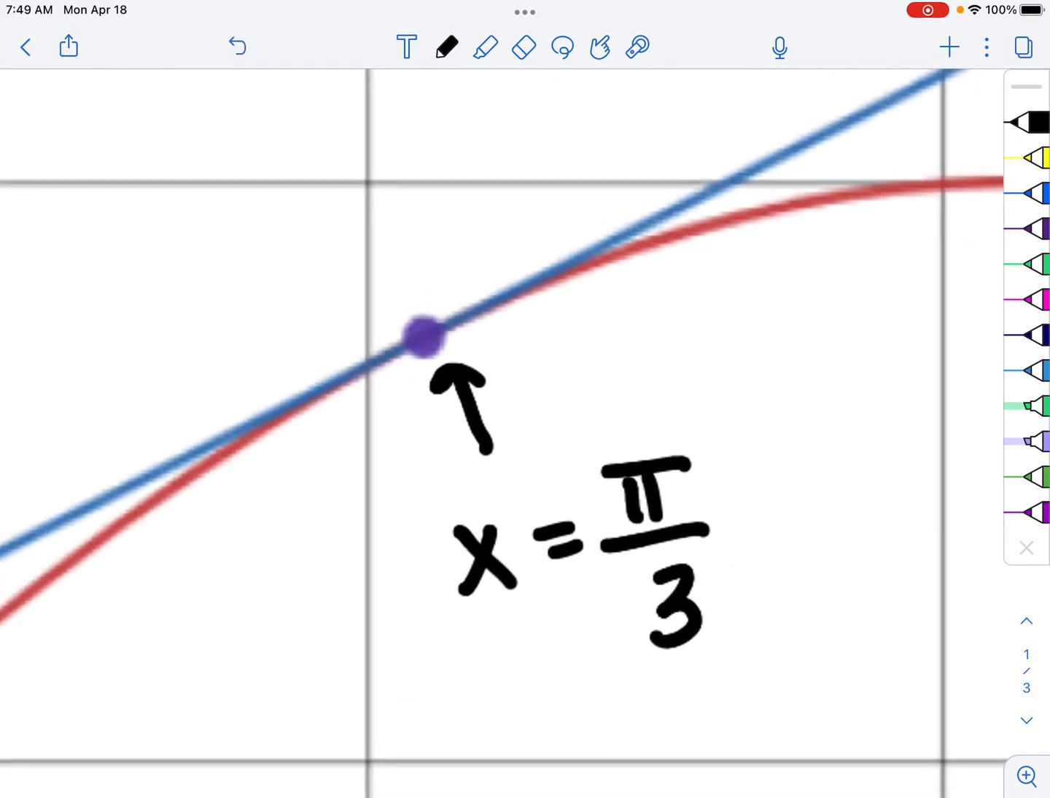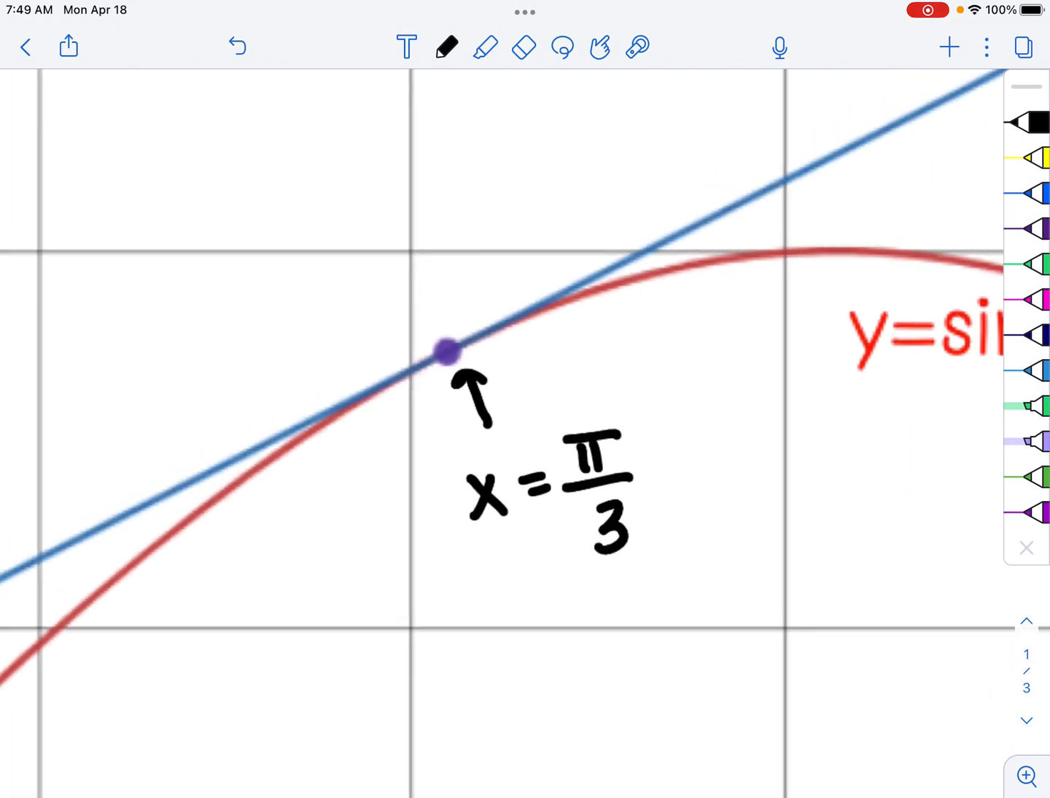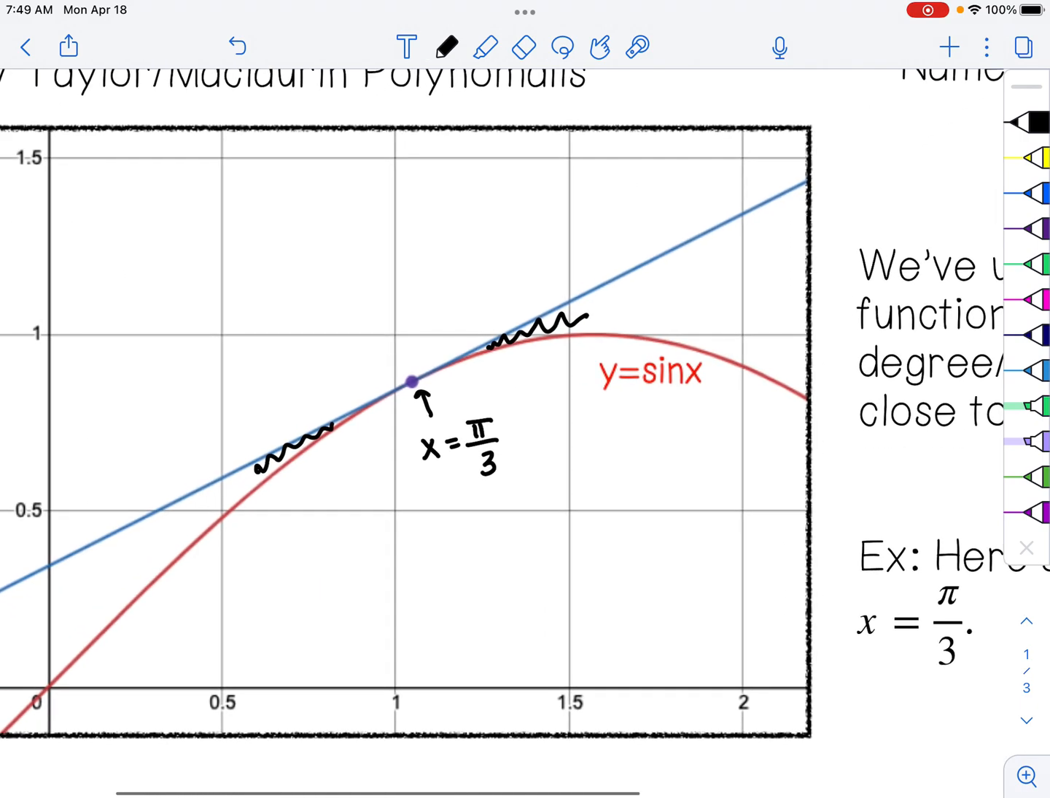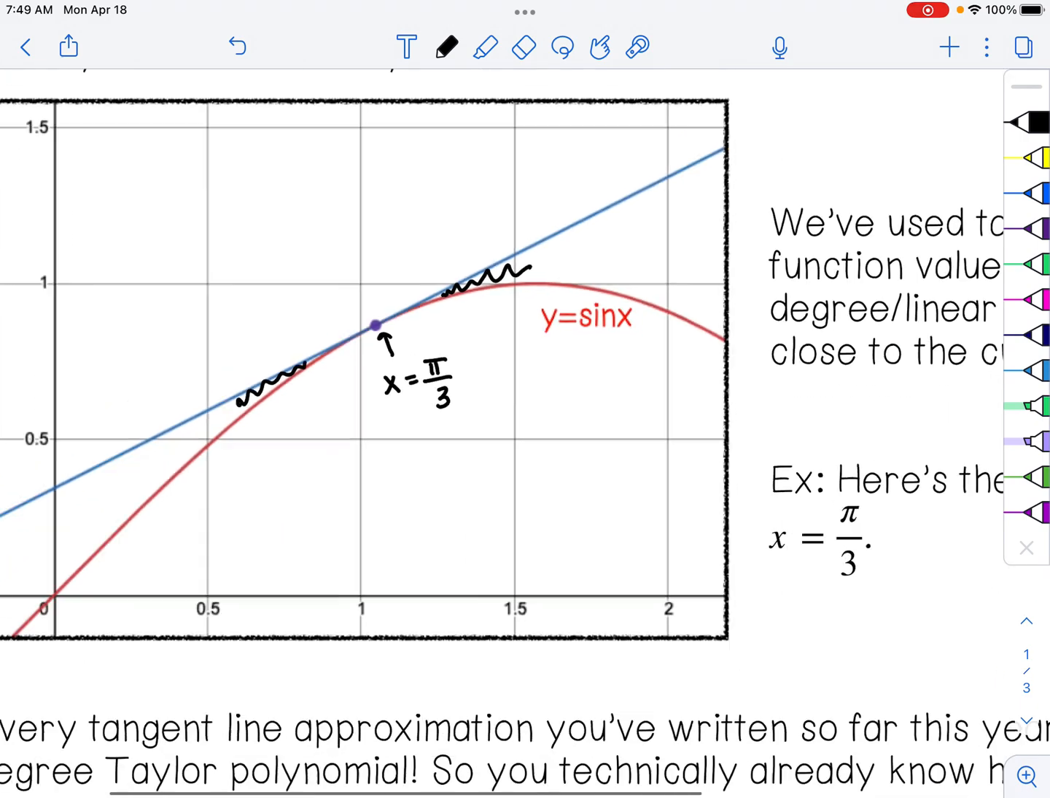If you zoom in really close, the line and the curve are really close to each other for a certain interval, but then you have all this space in between them as you get out here. So they get further and further apart from each other as you get further away from the point of tangency.